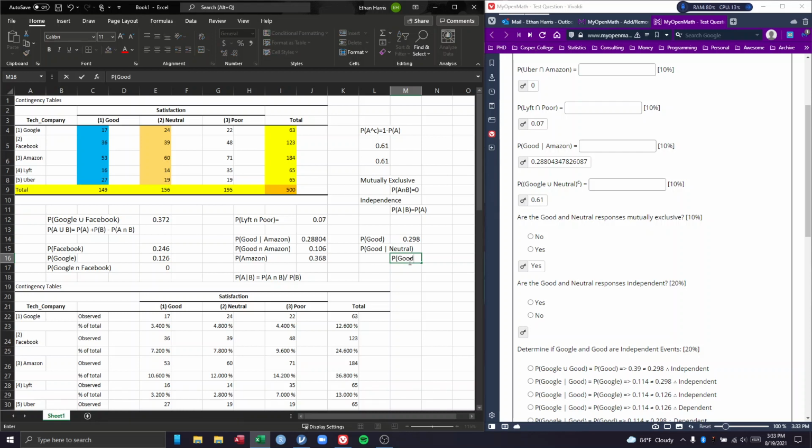Probability of good. Let's actually write this out again. Remember that this probability is going to be equal to the probability of good intersect neutral divided by the probability of neutral.